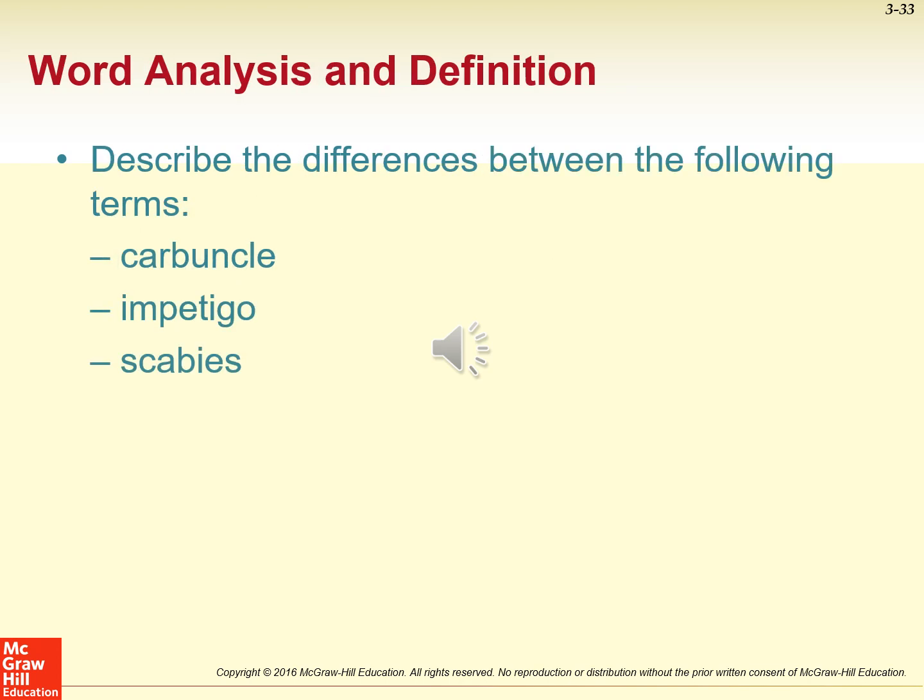Okay, let's take a look at the difference between these terms. We have a carbuncle, which is an infection of many hair follicles in a small area on the back of the neck. We have impetigo, which is an infection of the skin that produces thick yellow crust. We have scabies. So that's going to be a disease produced by mites.